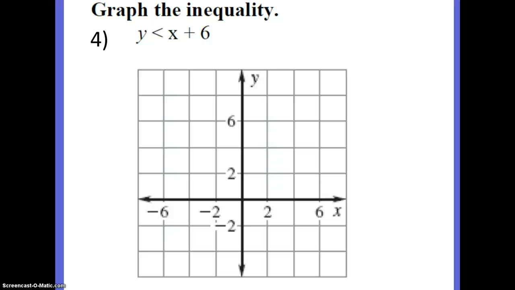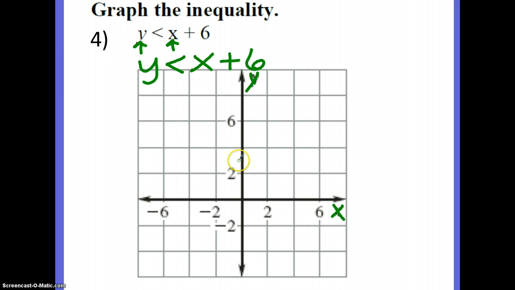In this video, I'm going to talk to you about how to graph an inequality. When we graph an inequality, in this case, we have two variables, x and y. So we can't just use the number line anymore. We have to go to an x and y coordinate grid. In this one, we have y is less than x plus 6.